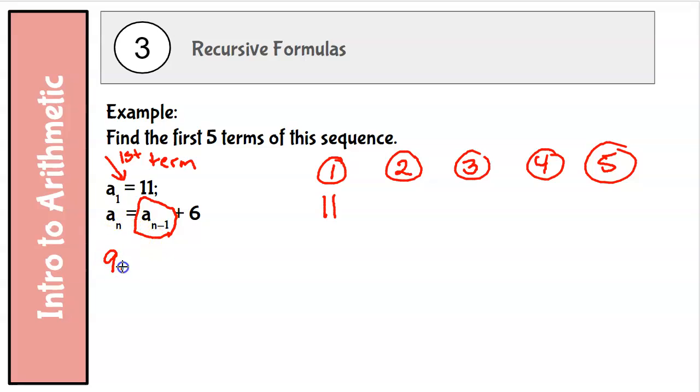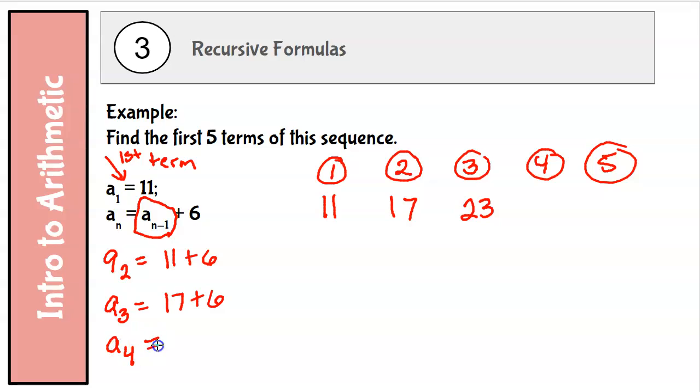So if I want to find a sub 2, I'm going to add the previous term, which was 11, plus 6. So it's 17. If I want to find a sub 3, I'm going to do a sub 2, which was 17, plus 6, which is 23. If I want to find a sub 4, I'm going to do the previous term, which is a sub 3, plus 6. In this case, that's 23 plus 6.